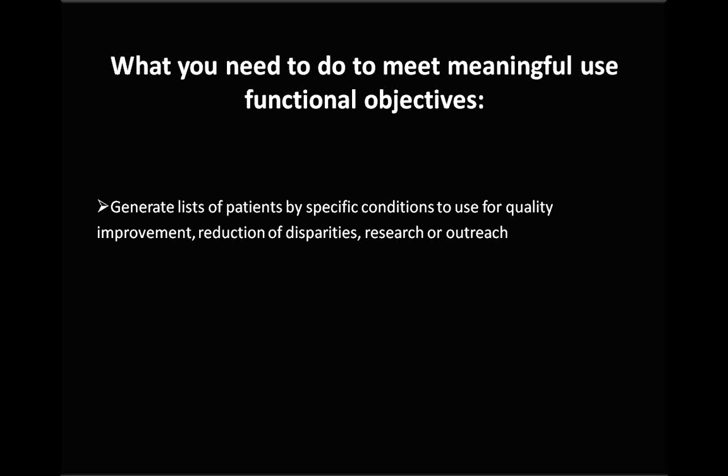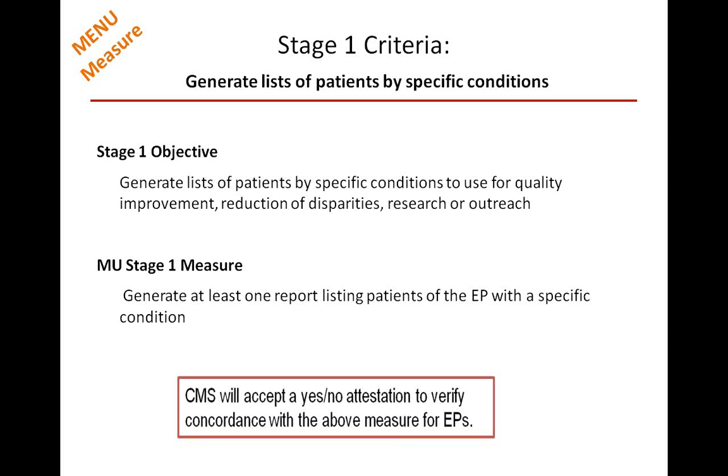So the next measure to review tonight is the generation of lists of patients by specific conditions to use for quality improvement, reduction of disparities, research, or outreach. So the key here is the generation of patient lists. It's really going to be learning how to use your EHR to put in specific criteria to filter those patients and to get a meaningful list that you can then use for really improving care for those patients or outreach.